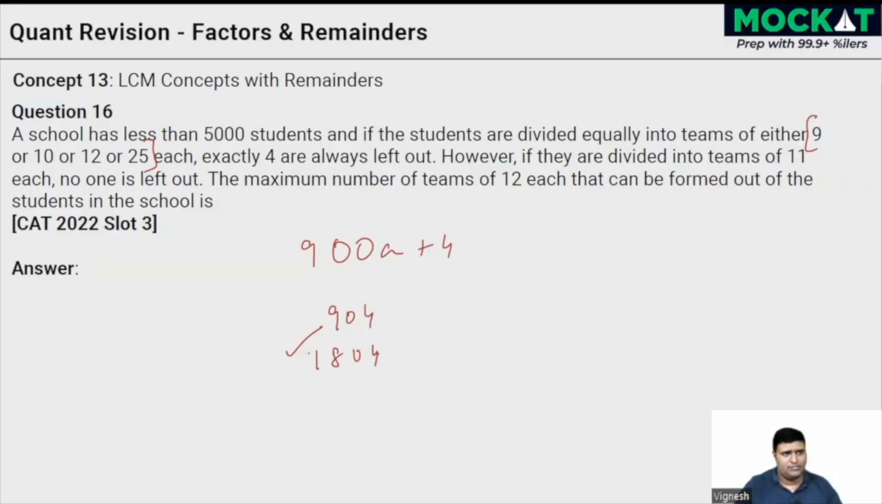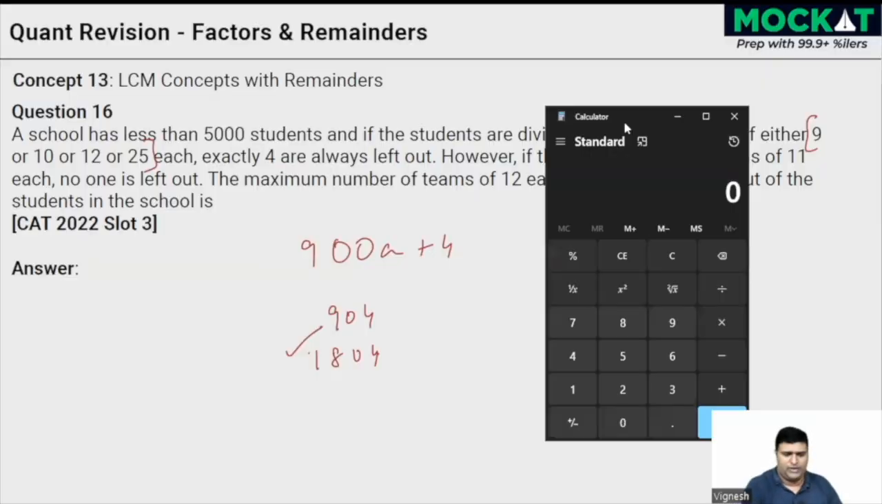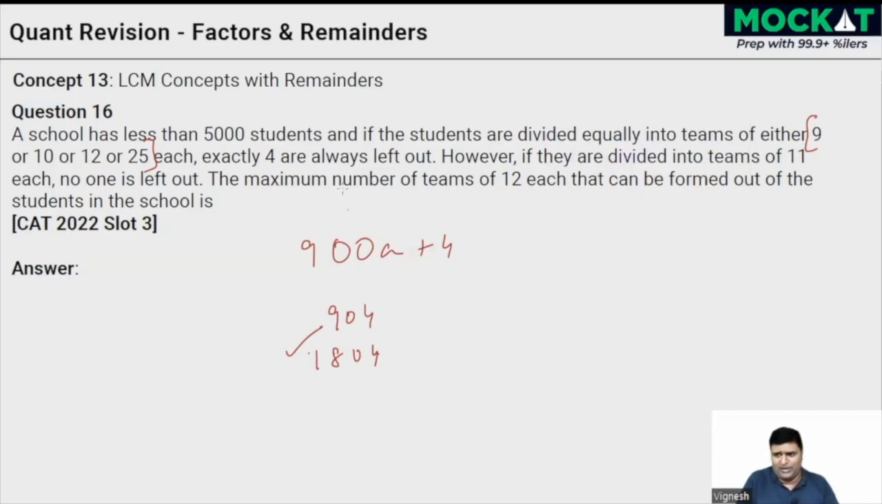So what do we get if we divide 1804 by 12? The quotient is 150. The remainder is 0.3333, right? Which is 0.333 into 12, which is 4. So the quotient is what matters. That many teams can be formed. 150 becomes the answer over here, right? So now that's the LCM concept with remainders.